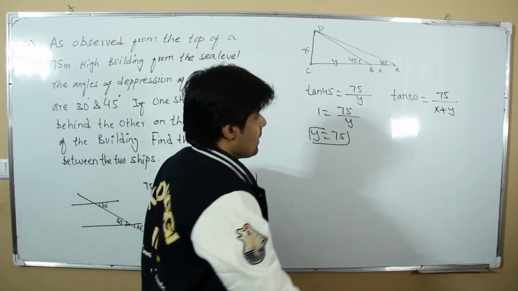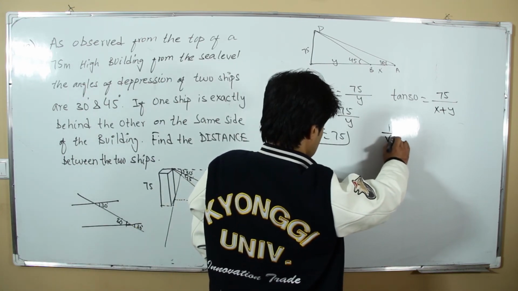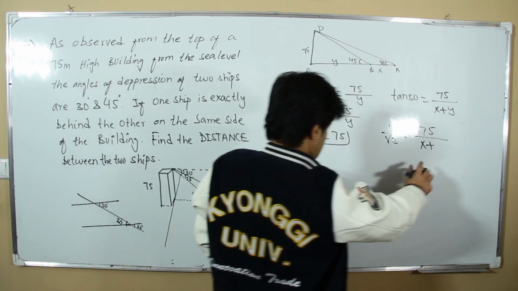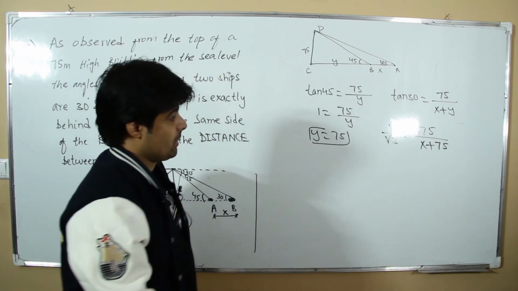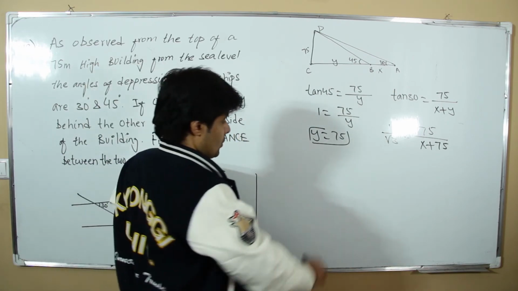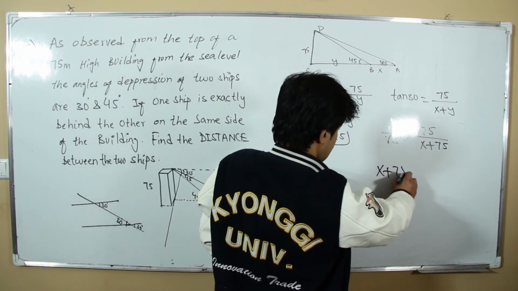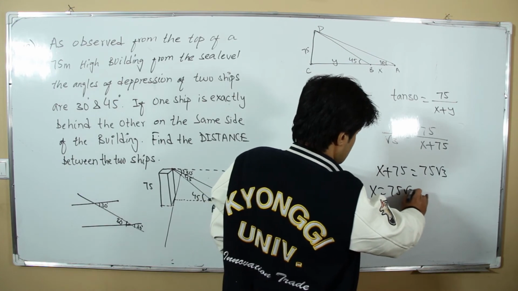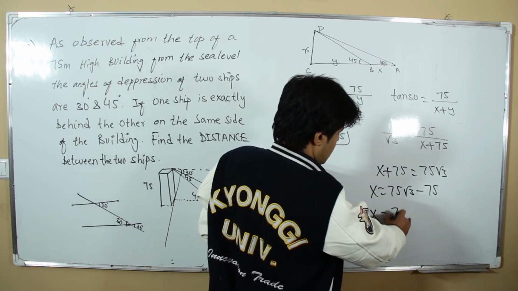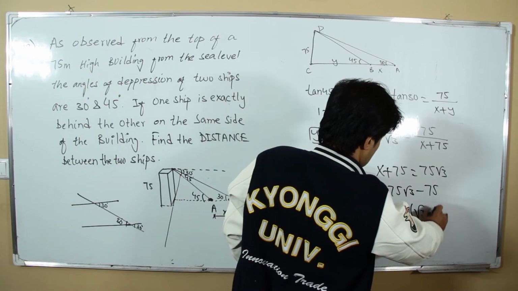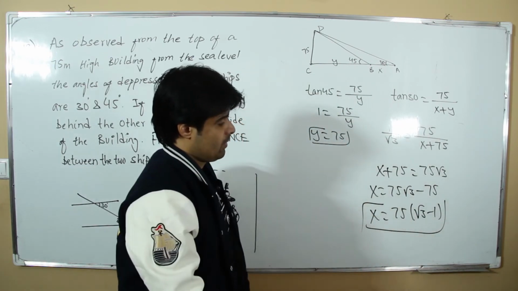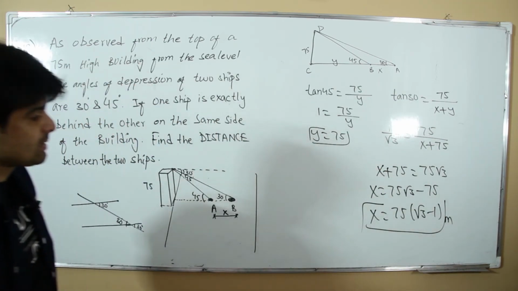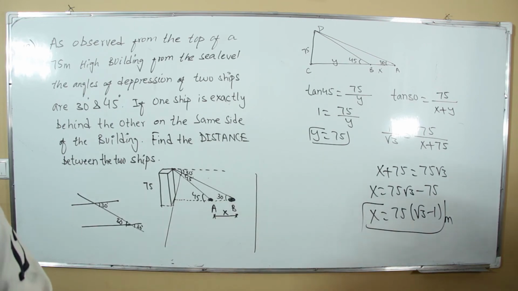Am I right? Yes. Tangent 30 is 1 divided by root 3, 25 over x plus y, with y equal to 25. Now you can solve for x. So it would be x plus 25 is 25 root 3. x would be 25 root 3 minus 25. Take 25 as a factor. You will have 25 times root 3 minus 1 meter. This is the distance between A and B. Write it, please.